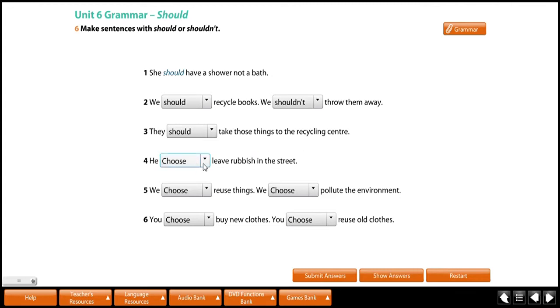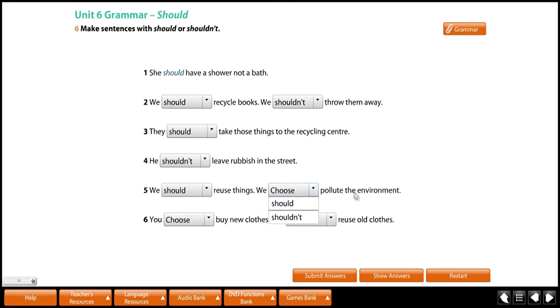The next is, let's choose. If you're talking about rubbish and exactly in the street, for example. Okay, that's why the answer is he shouldn't leave rubbish in the street. Ему не следует оставлять мусор на улице. The next is if you're talking about reusing things. That's why we should reuse things. Нам следует пользоваться использованными вещами.